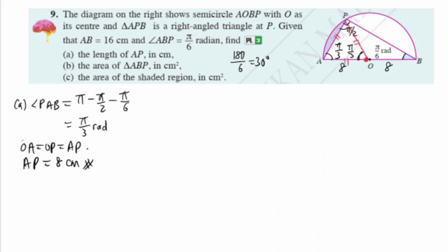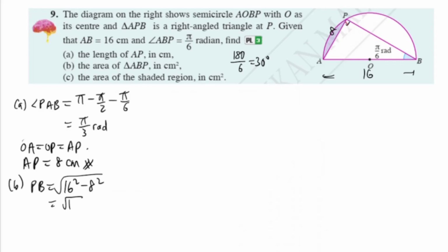Okay, now next, I know to find area of triangle ABP, we just use half times base times height. Now the problem is I do not know what is the length of PB, right? When you use half times base times height, you have to make sure that the base and height are perpendicular to each other. So too many lines here, I'm going to rub this off. So we know this is 8. We know this is 16. So PB is just 16 squared minus 8 squared square root, which is square root 192, right?